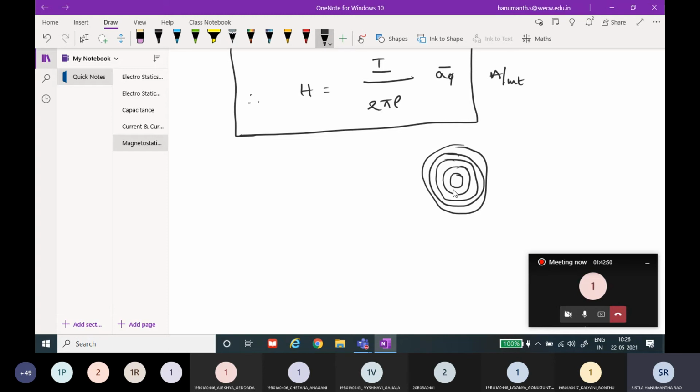Now imagine this is the top view of your cylinder. You should represent it like this.